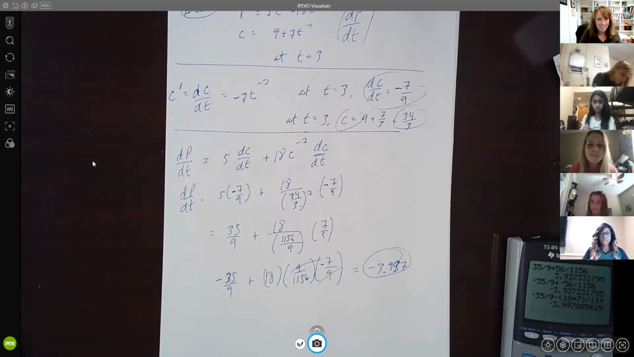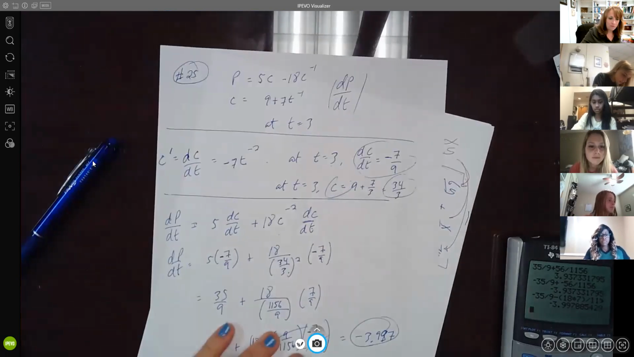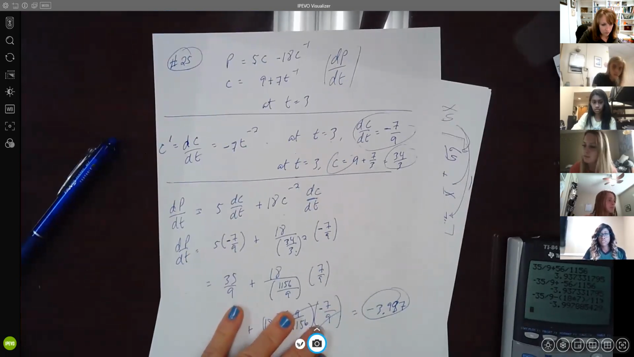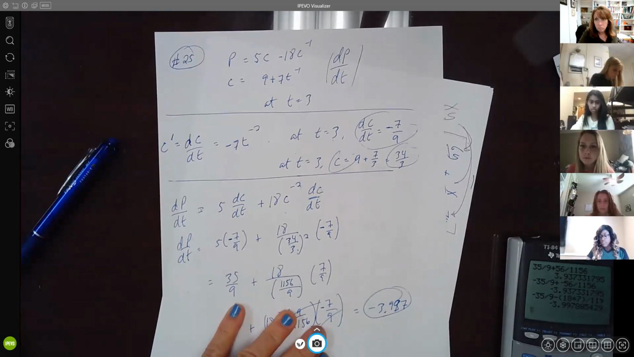Could you go over number 15? 15, sure. Let's look at number 15. Let me do another screen share first. Let's see what it is. Oh, where's my screen share? Oops. Share screen.